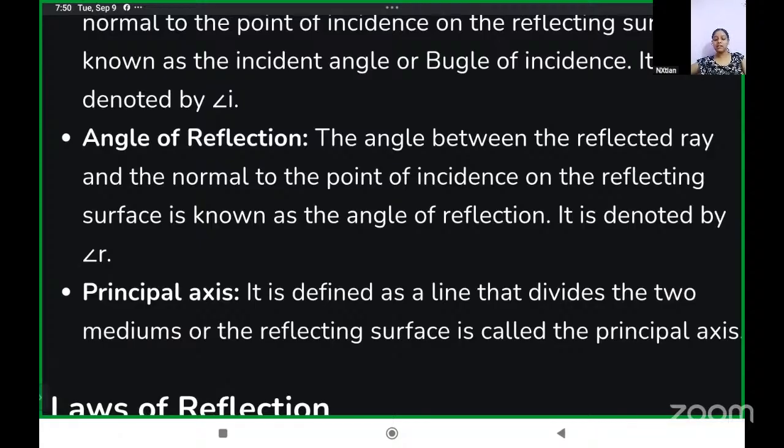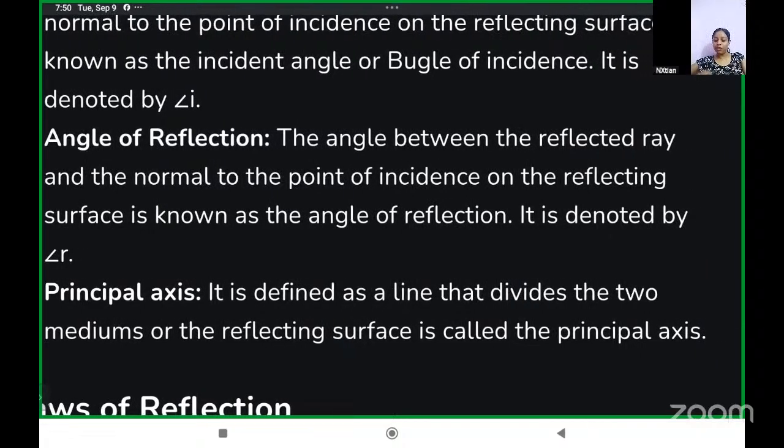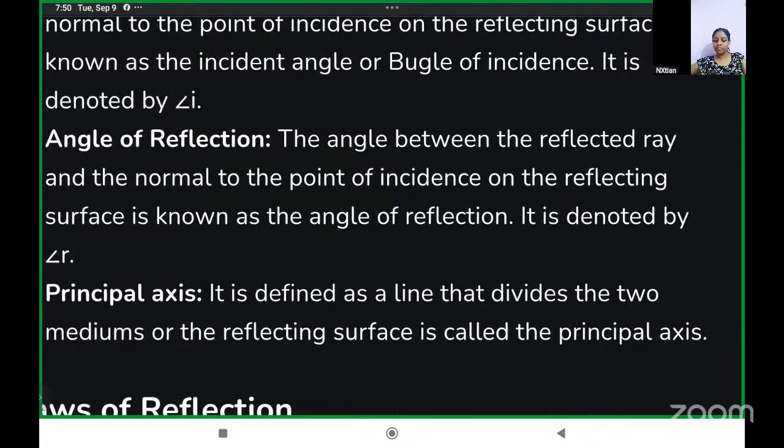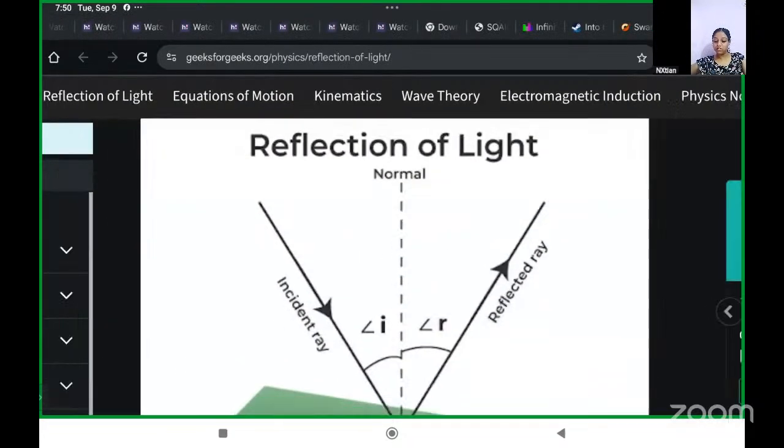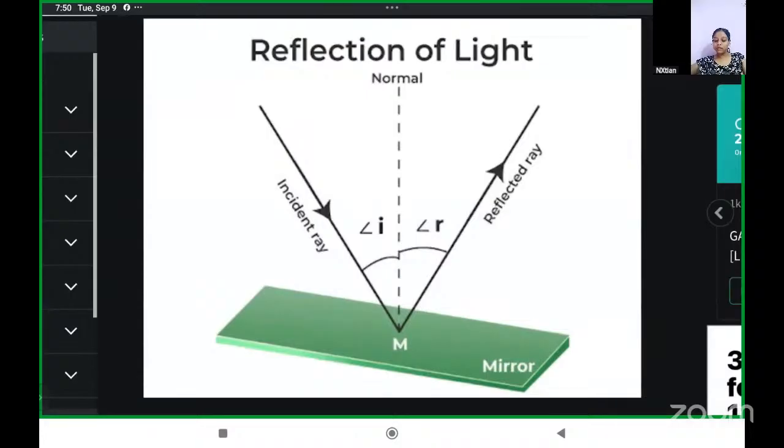Principal axis, defined as a line that divides the two mediums or the reflecting surface, is called the principal axis. Now, any doubt in any of the components of the diagram of reflection of light? No, ma'am. Okay. Can you draw this right now? Yes, ma'am. Please draw this.